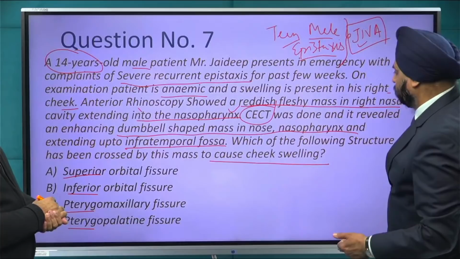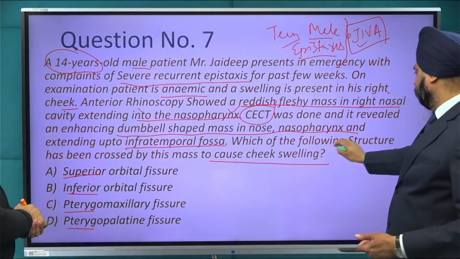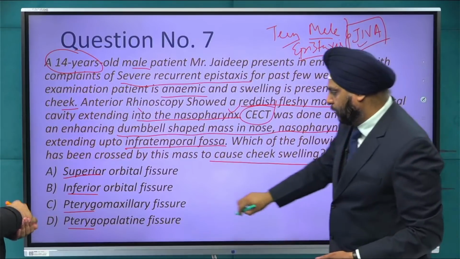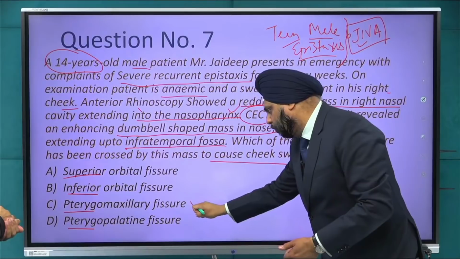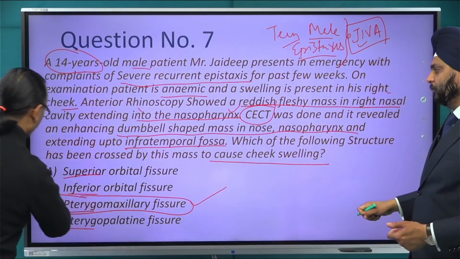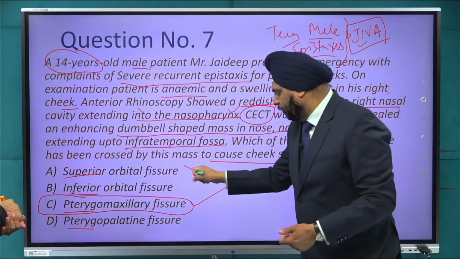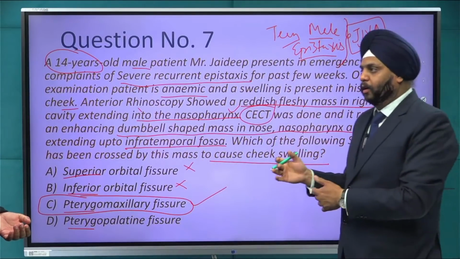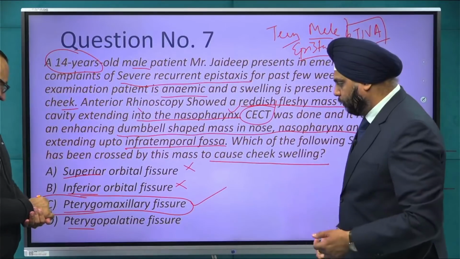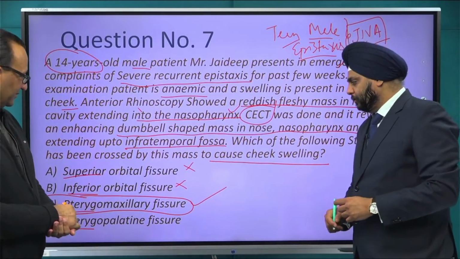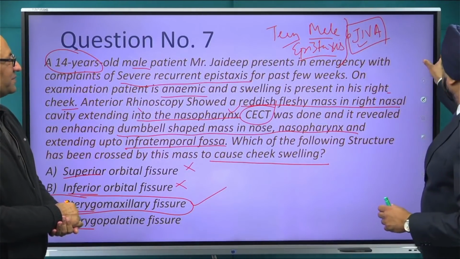So this was the question: which of the following structures has been crossed by this mass? Cheek swelling. So the answer, the most lateral, is the pterygomaxillary fissure, because this is the most lateral now. The superior orbital fissure and inferior orbital fissure it can cross, but it will not cause cheek swelling. So the answer is the pterygomaxillary fissure. Great. Right, sir. So let's go to the next question.